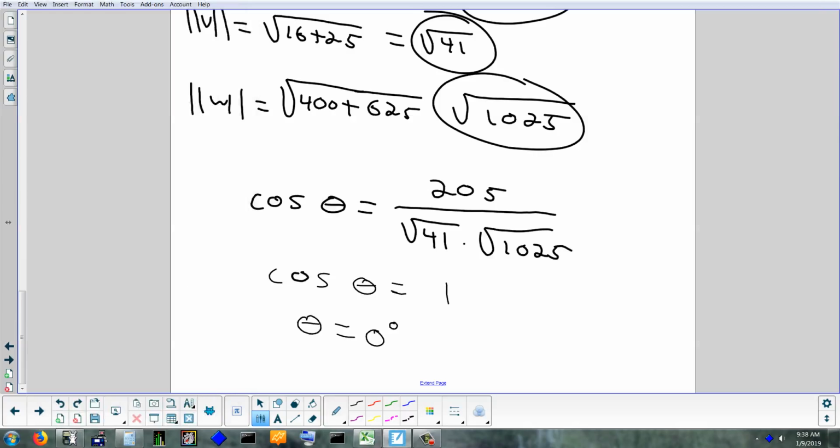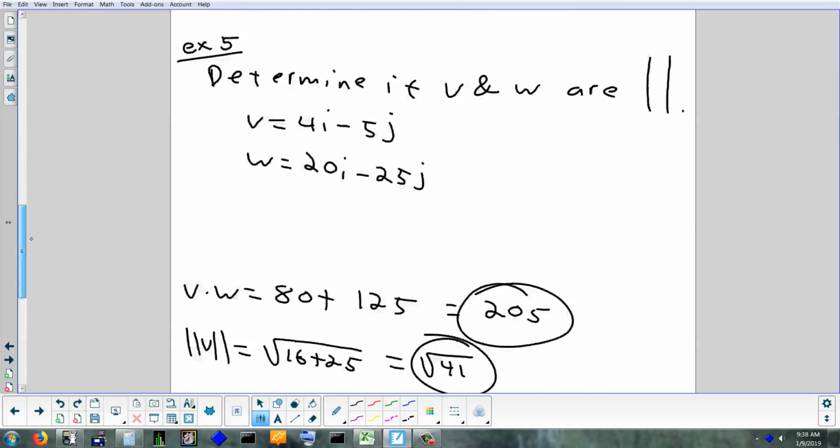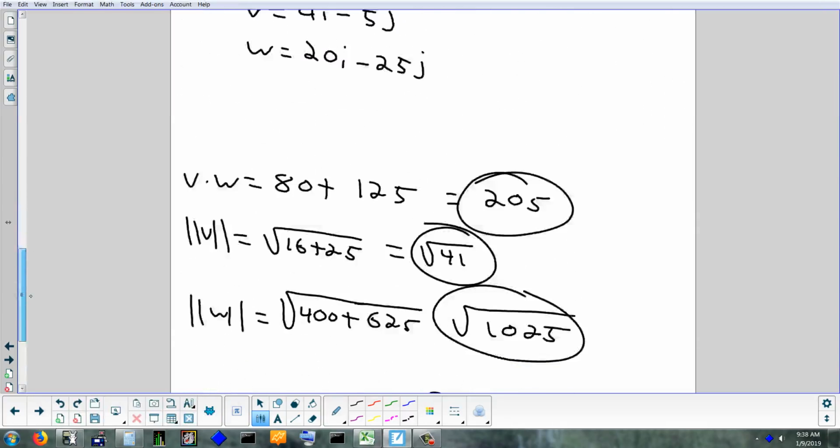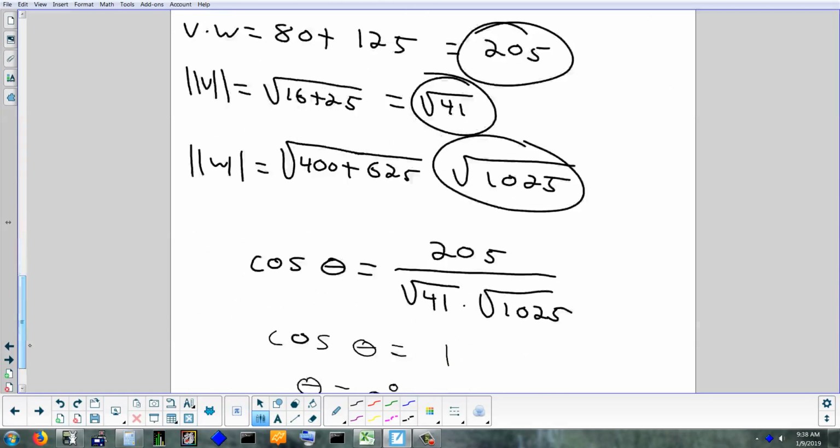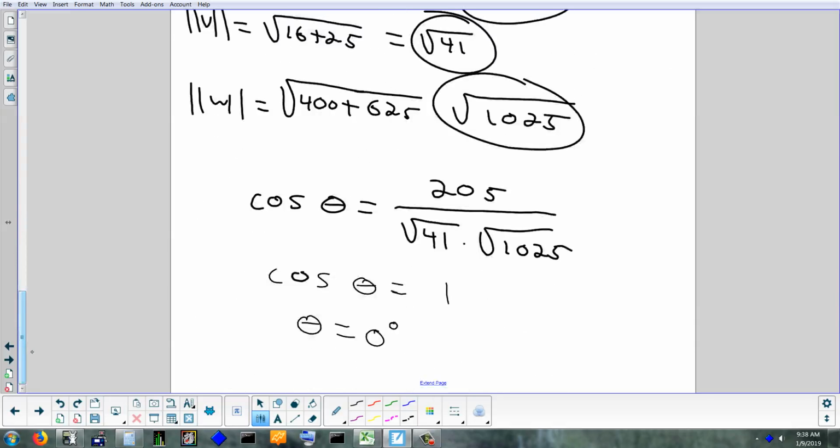Now the question didn't say find the angle. The question said, are they parallel? Yes or no? The answer is yes. Why are they parallel? Because the angle is 0. Any questions on that one? Right, so those are the two special cases of angles between vectors: parallel vectors and orthogonal vectors. Make sure you remember that word, orthogonal.